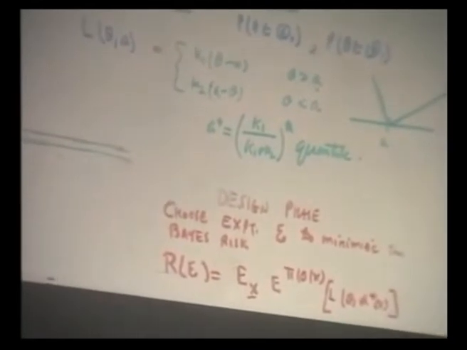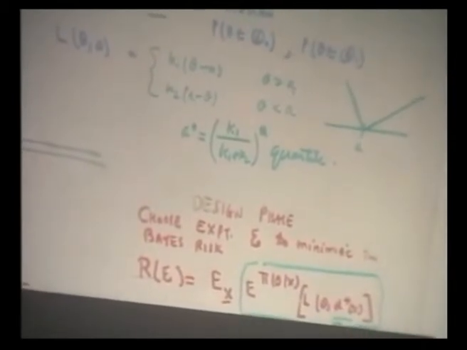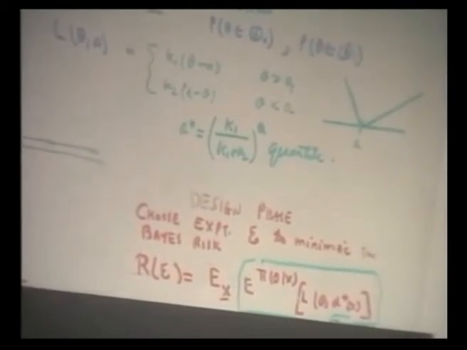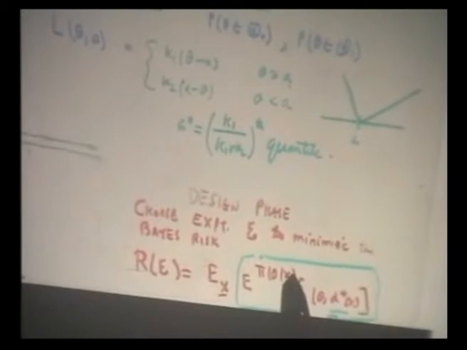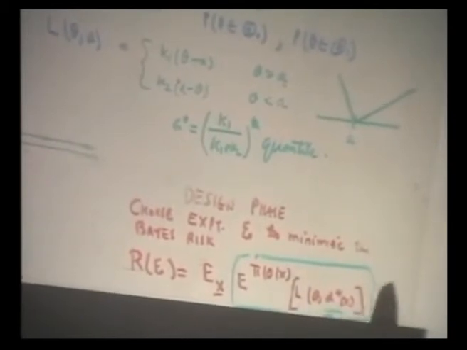You choose experiment E to minimize the Bayes risk, which is what you're doing. This is the optimal rule here, D star. So this quantity here is the expected utility, or expected loss basically, for the optimal rule, but this is for a given x. As you change x, the value you obtain is changing.